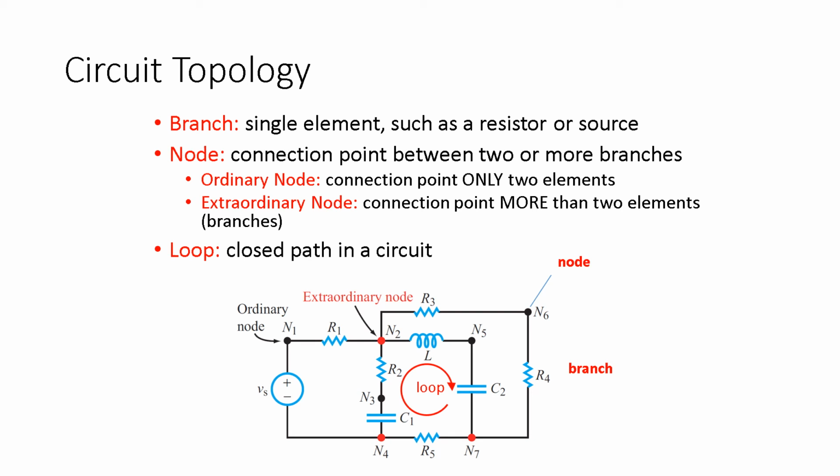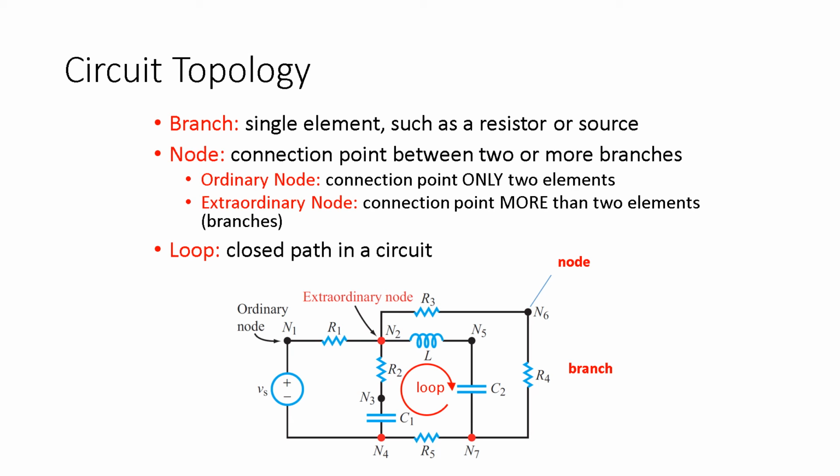So all of the things in blue here are branches. You should be able, at this time, to describe all of the blue symbols: which one's an inductor, which one's a resistor, which one's a capacitor, which one's a source. And I'll give you a hint, they're all present here that I've mentioned.